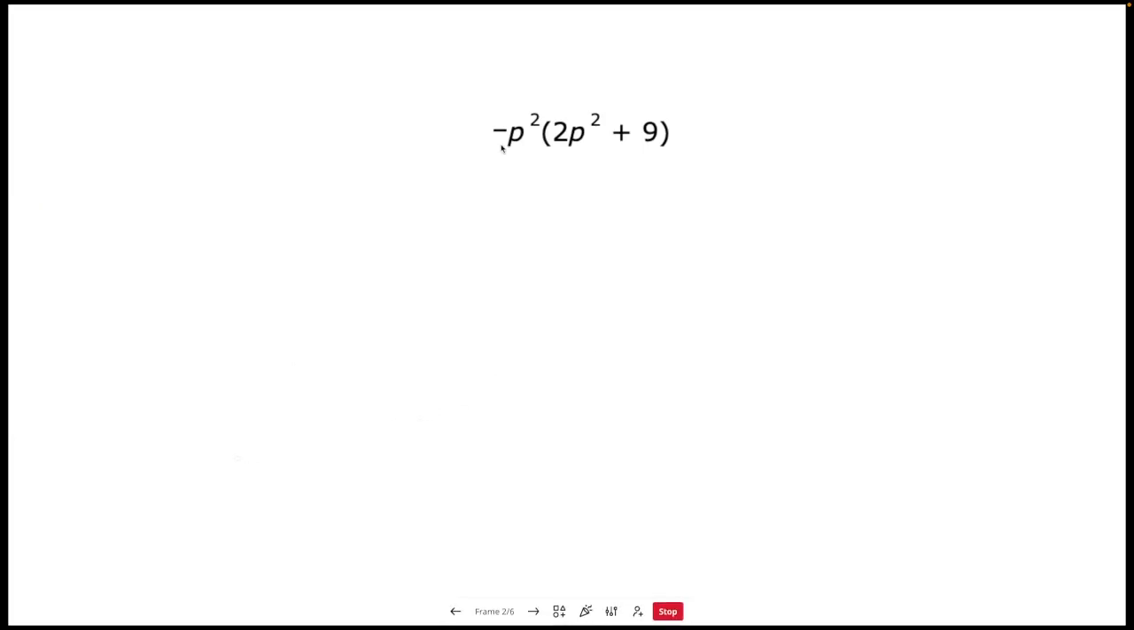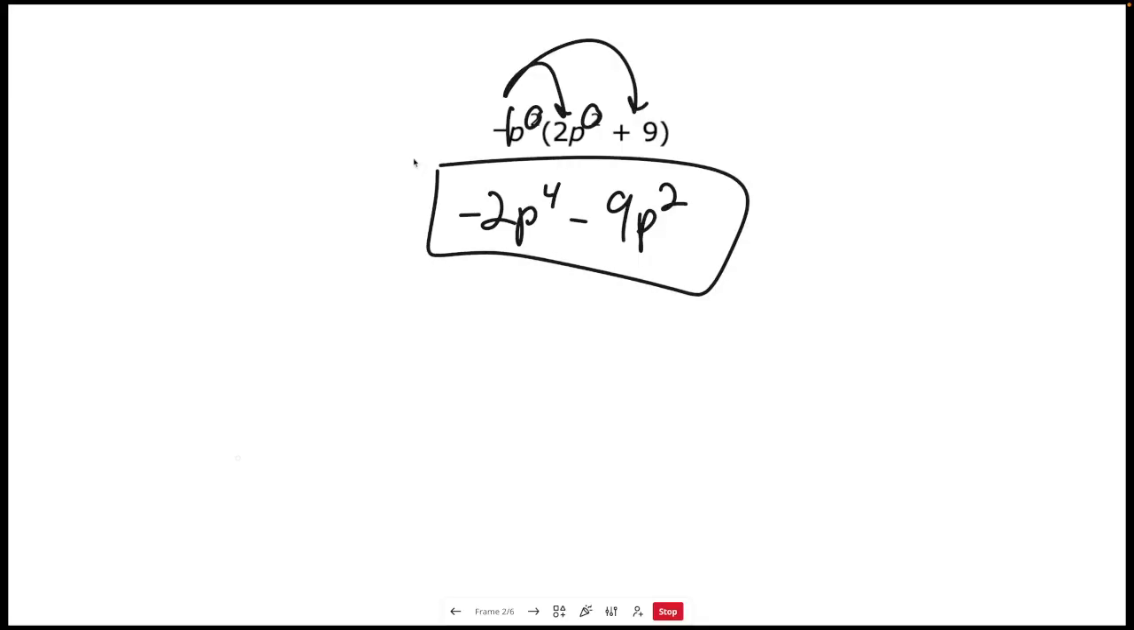All right, so here's our first problem. We need to remember first off that there's an invisible 1 here, and all we're doing is distributing, right? So we do -1 times 2, which is -2, and remember you add the exponents, so this is p to the 4th. Then we do the same thing here: -1 times +9 is -9, p squared, and this is our final answer.